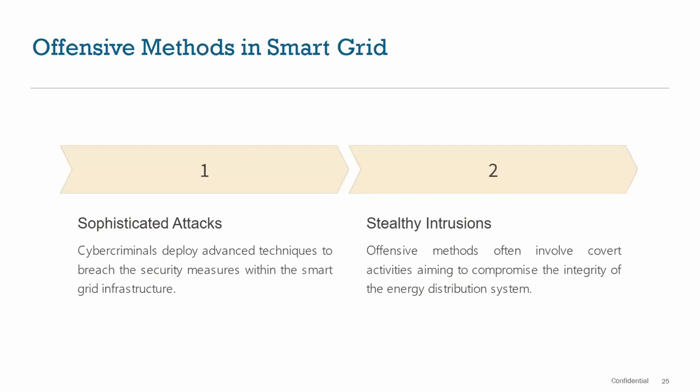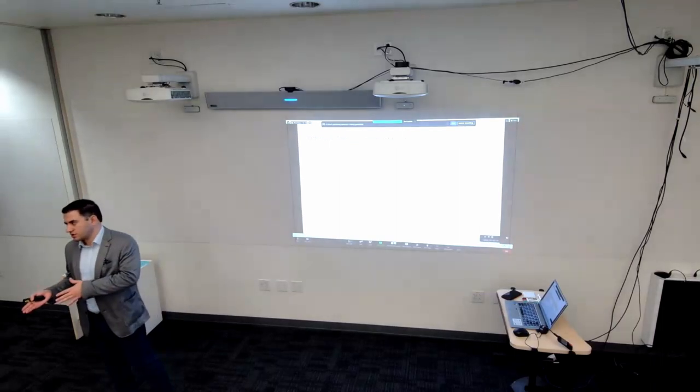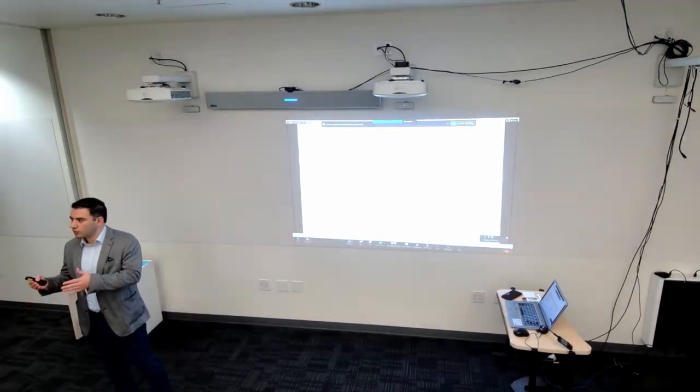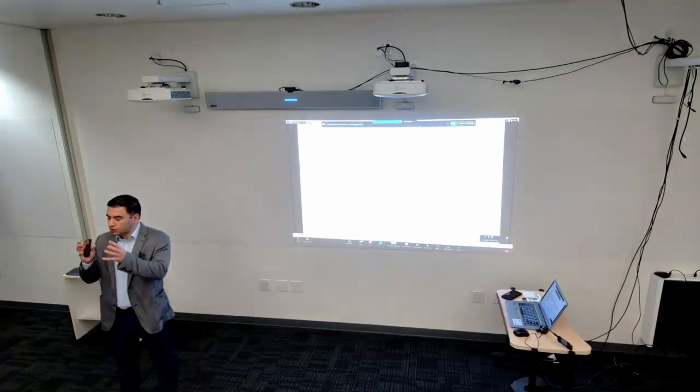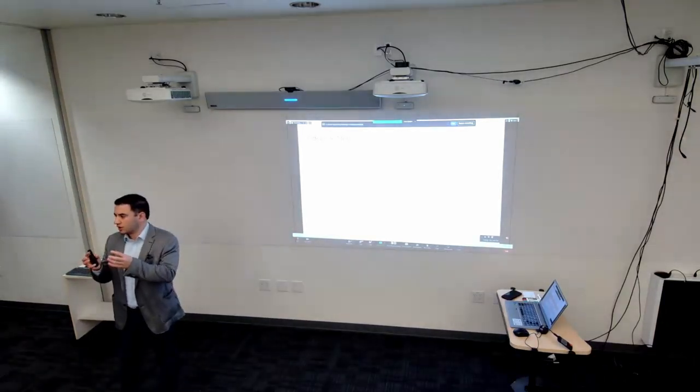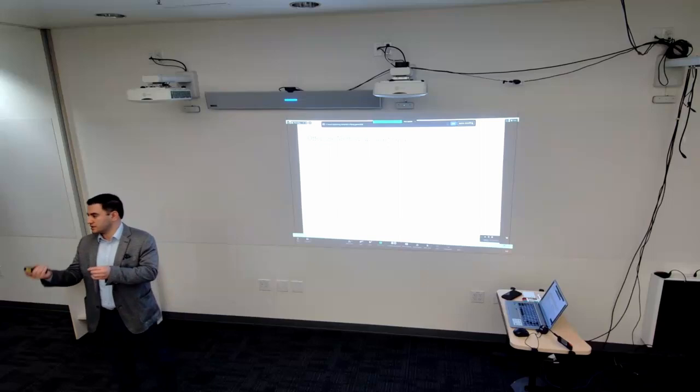What do I mean by sophisticated attacks? I mean that you don't need to have a very specific skill set about cybersecurity penetration. You do need to have a solid and robust understanding of smart grid. What's happening in smart grid? I'm a computer scientist, but I work on cybersecurity and smart grid. So definitely you know more about smart grid. So you need to utilize that smart grid knowledge to use against the smart grid.